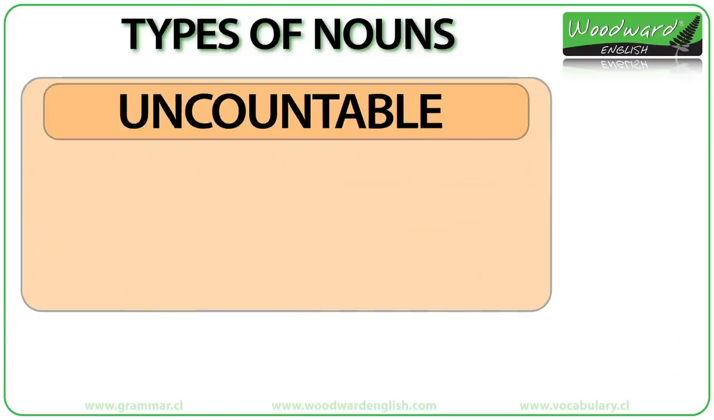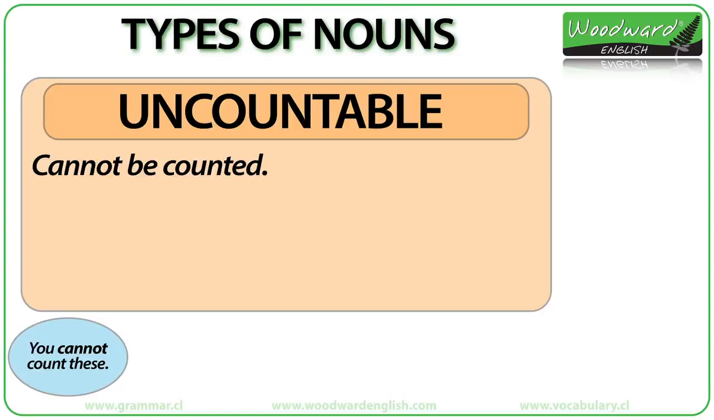Uncountable nouns. Uncountable nouns are nouns that cannot be counted. For example, you cannot count rain. No. You do not say 1 rain or 2 rains. No, it's not possible. So rain is uncountable.